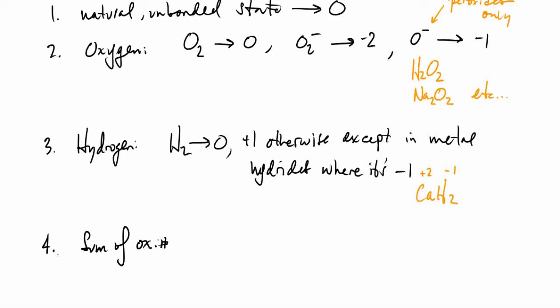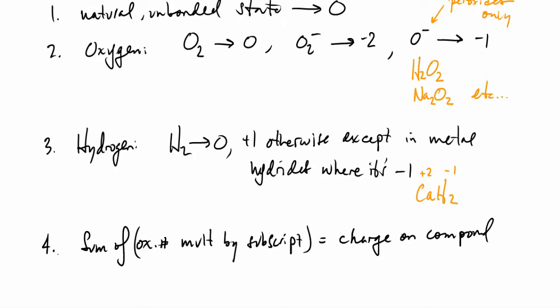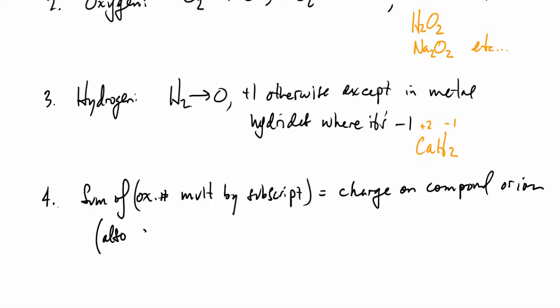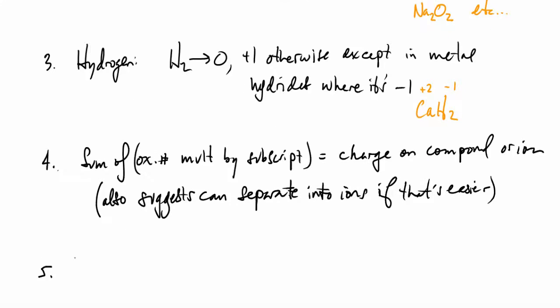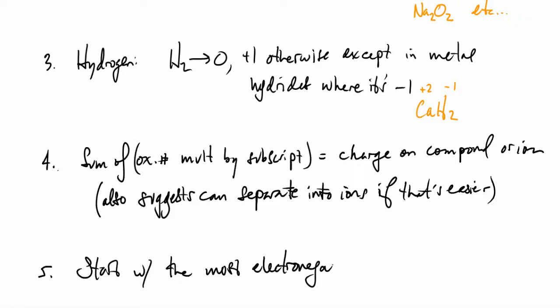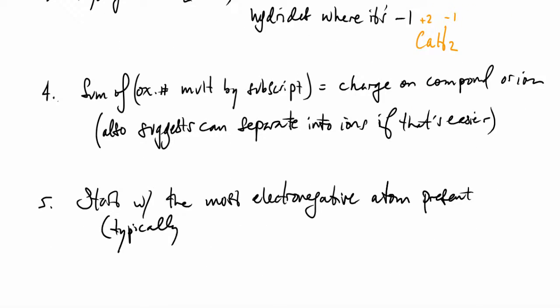Fourth rule: the sum of the oxidation numbers multiplied by the subscript is the charge on the compound or the ion. It also suggests you can separate the ions from an ionic compound if that's easier to deal with, and that's what we saw in those examples above. And the final rule here is that we should start with the most electronegative atom present first. Now, typically that's oxygen, unless you're in a compound, of course, where there is no oxygen.